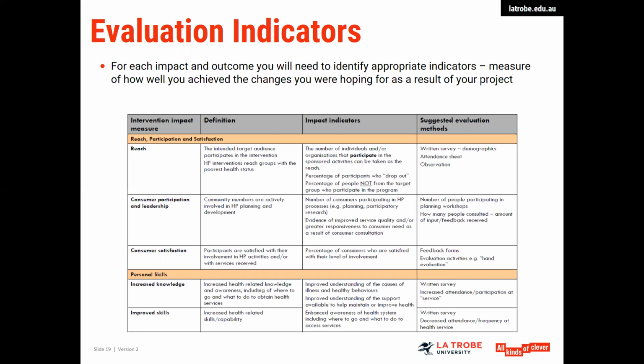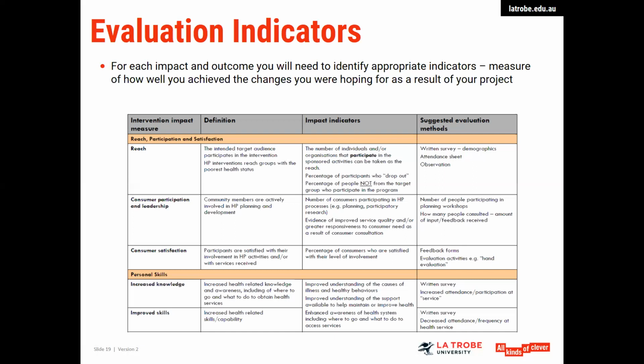And so some examples of the methods that we might use: we might use a written survey where we're collecting people's demographics, so things like age, sex, etc. Maybe in our program, we're keeping a regular attendance sheet so we can see the number of people who have turned up, or we might use things like direct observations.